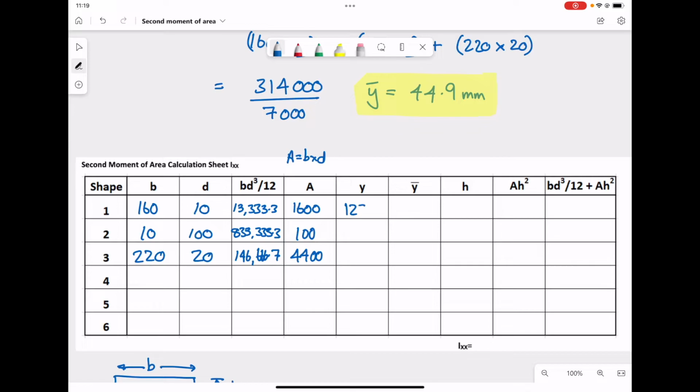125, 70, and 10. Y bar, as you can see, we have y bar calculated, 44.9 for each of the three rows.